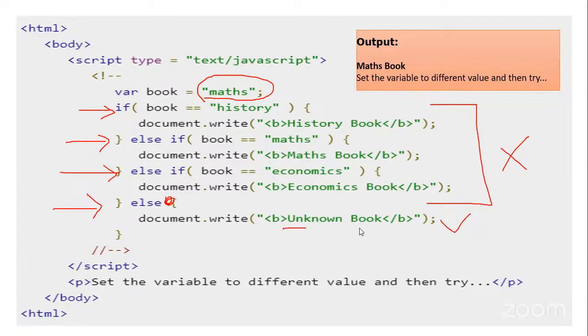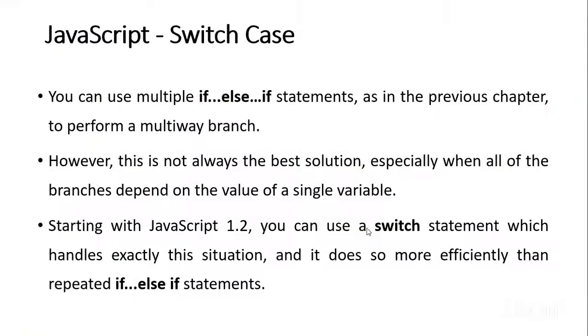So in the else block, we have the text unknown book. So unknown book is the output of this code if you are assigning a value to the book other than maths, history, and economics. If you assign any value, you will get unknown book. Okay, I think it's clear. Next, switch case.